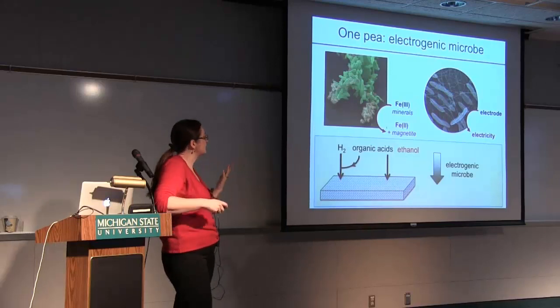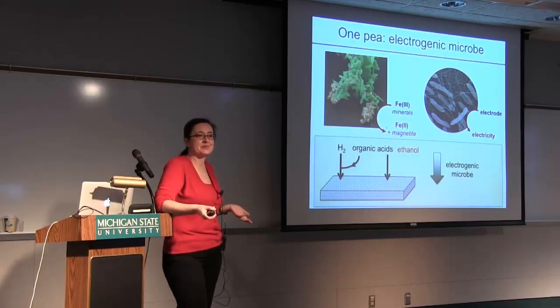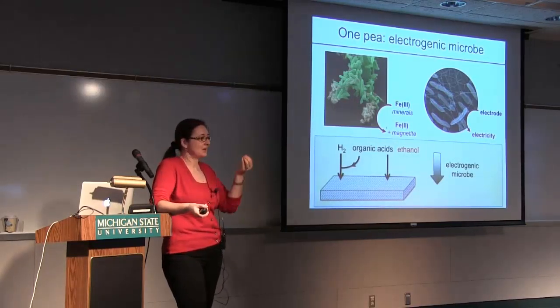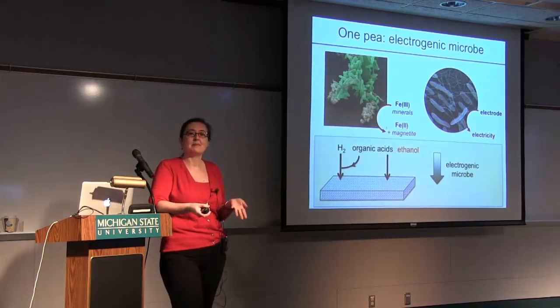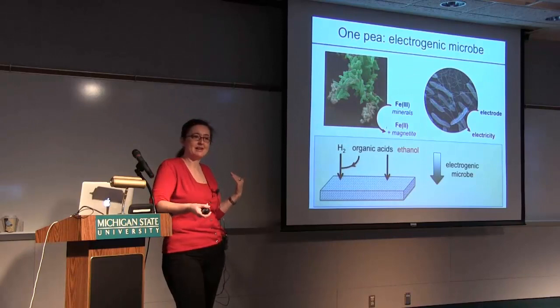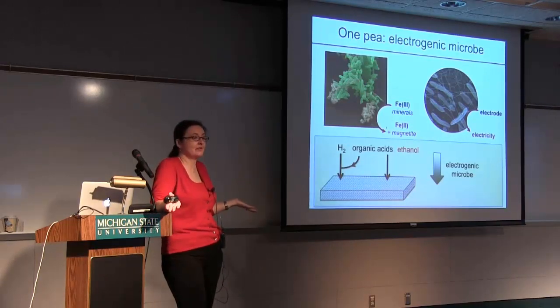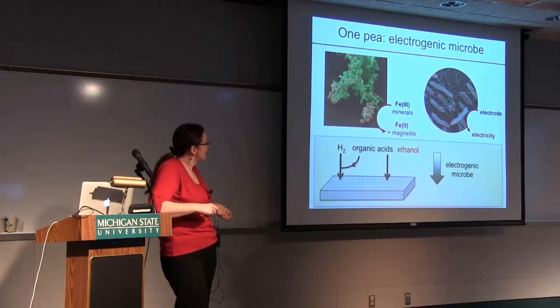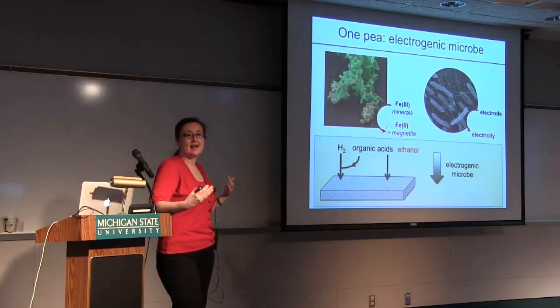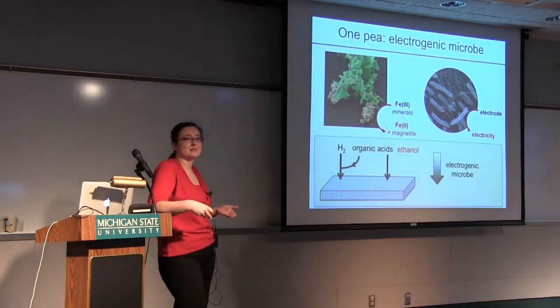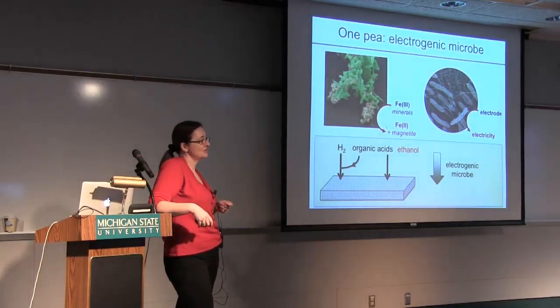So what we decided to do is, okay, how promiscuous are they? Can we give them an electrode with very similar electron accepting capabilities as the natural minerals, and can they make electricity in a fuel cell? And the answer is yes. This is an example of some of these surface-attached communities that we call biofilms that are generating electricity because they're dumping electrons onto the electrode.